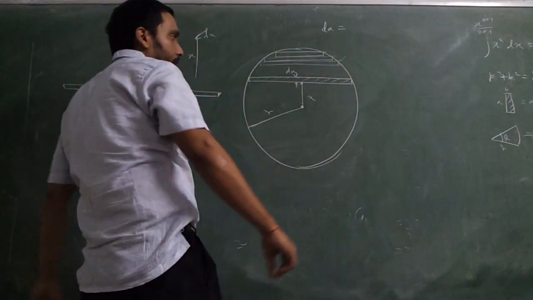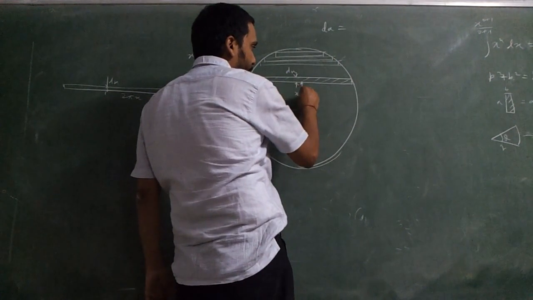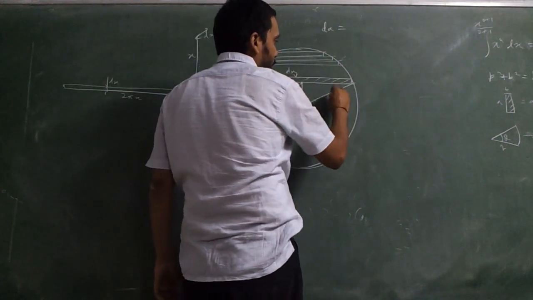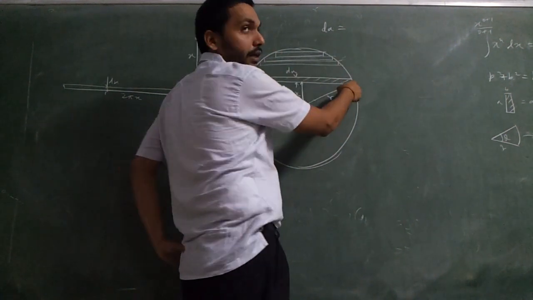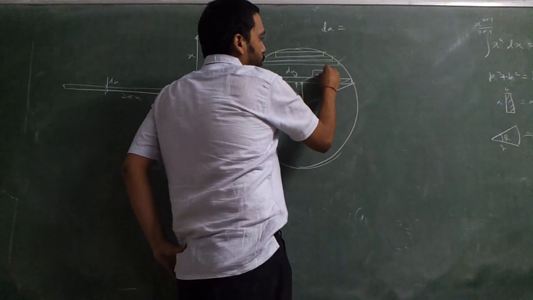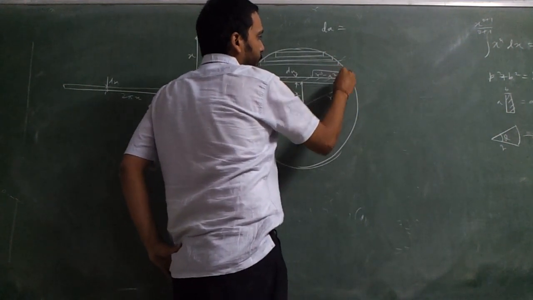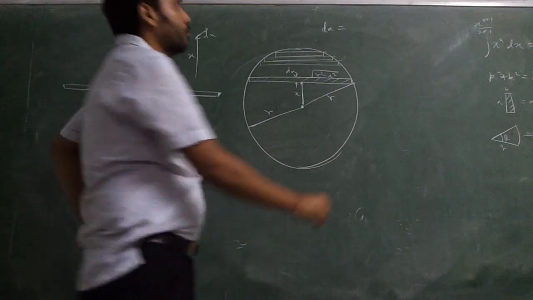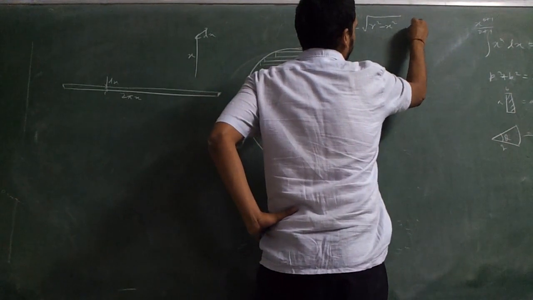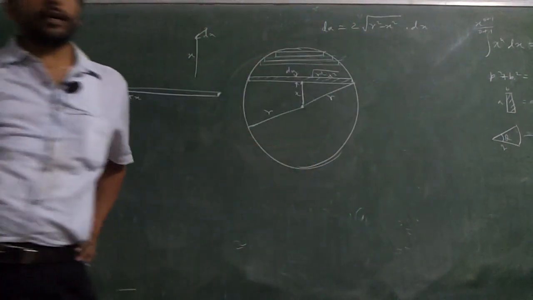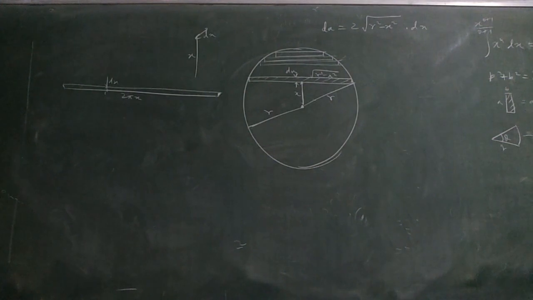So what is the length? At any random height x from here, this is r always. This length is the hypotenuse always, for this also, for that also. How much is this? Root of r square minus x square. So double of that is the length. So 2 times root of r square minus x square into dx. If you integrate this, you will get the answer. Since we have not gone on to those kind of integrations, I am leaving it. But that's the essence. You will get it when you integrate. Get the point? Is it clear that you can slice it any way?